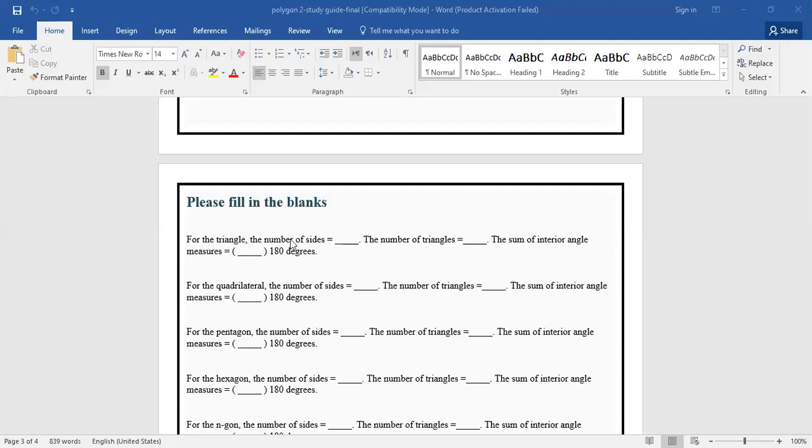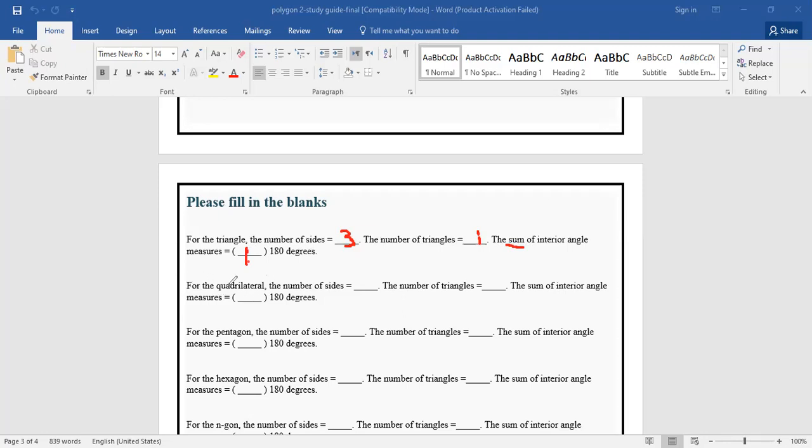Now, for the triangle, who will answer with me quickly? For the triangle, the number of sides is, Yusuf, 3. And the number of triangles is 1. Then the sum of interior angles will be 1 times 180.